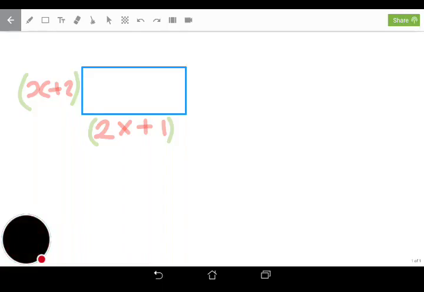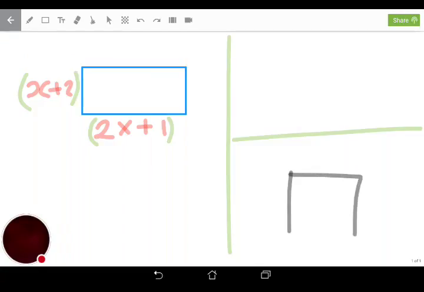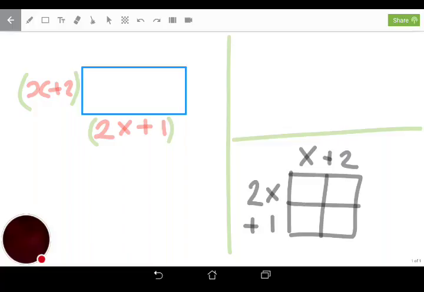So what I'm going to do first is look at multiple methods on how to work this out. Depending on how you've been taught in class, I'm going to show you 2 methods. The first method, I'll do that in black, is using a box. So you use a box like this. I'm going to put my x plus 2 here, and my 2x plus 1 here.